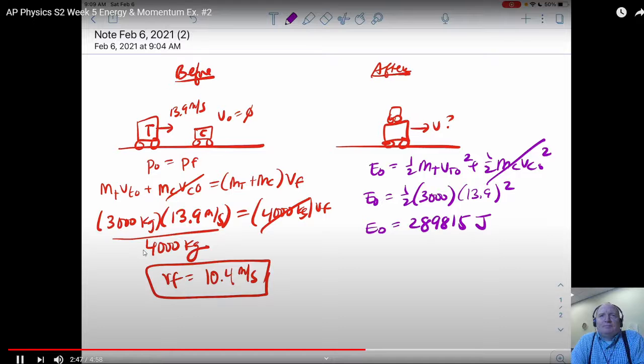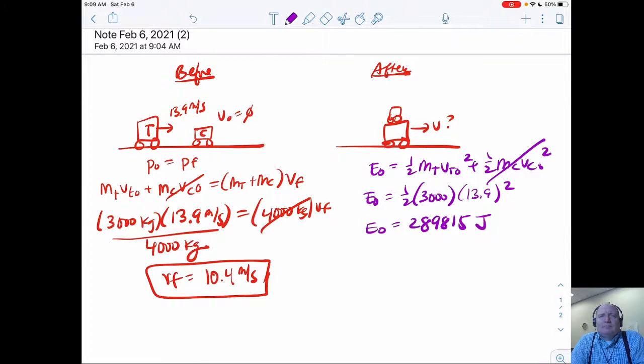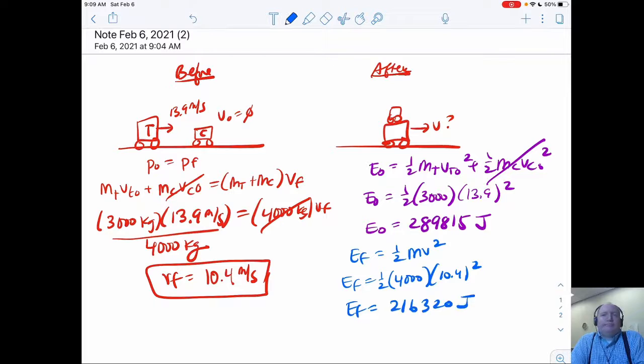Okay, right, because only the truck has kinetic energy in the first place. Afterwards, they have a combined one-half m v squared. So that's 1/2, 4,000 kilograms for the whole thing, and they're now moving at 10.4. That's speed. Times 10.4 squared. Don't forget to square. 1,000. E_f equals 216,320 joules. So you can see that there's some kind of energy so-called lost or dissipated in this situation.